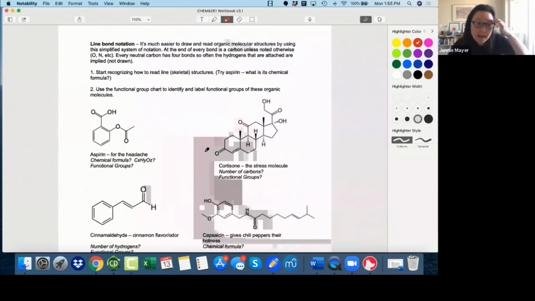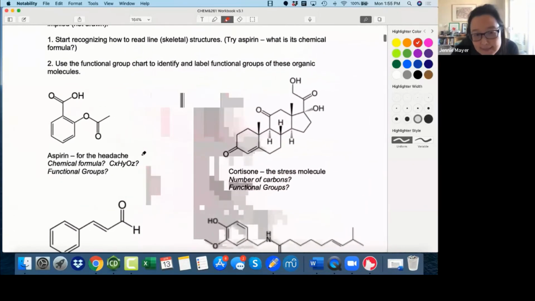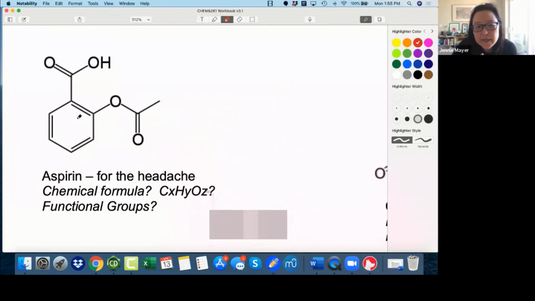Okay, line bond notation. For this, I basically want you to practice looking at these kinds of structures and being able to tell how many carbons, how many hydrogens, how many oxygens are here, and what the chemical formula is. Why don't we try that just on your own? How many carbons do you see in this molecule? Maybe just type in the chat or feel free to speak up and let me know.